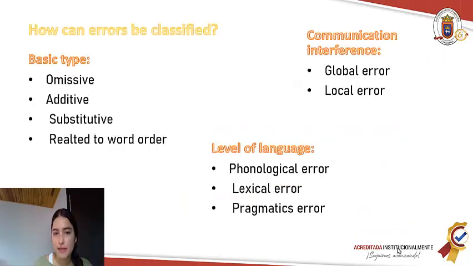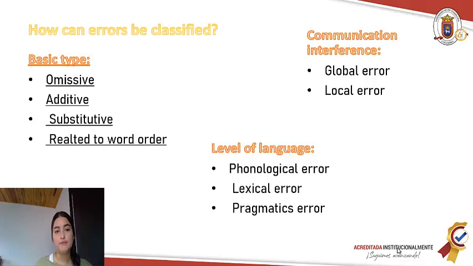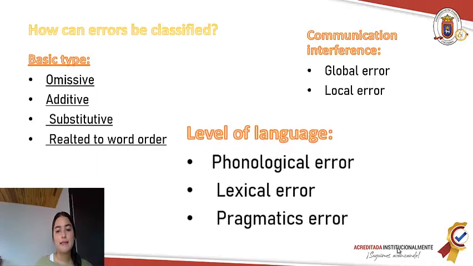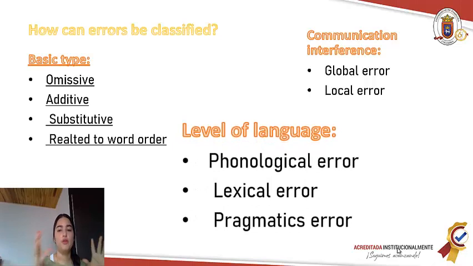How can errors be classified? That's easy because you can divide errors by basic types, for example, omissive, additive, substitutive, and related to word order. Also, errors can be classified by the level of language. It means phonological errors, lexical errors, and pragmatic errors. And finally, regarding the communication interference, global error and local error.